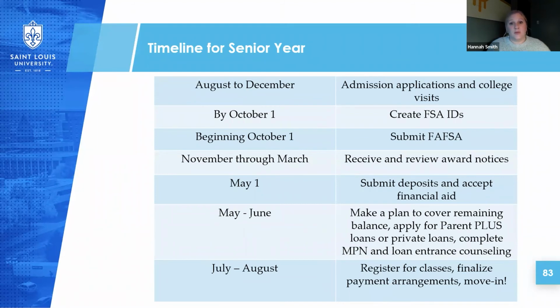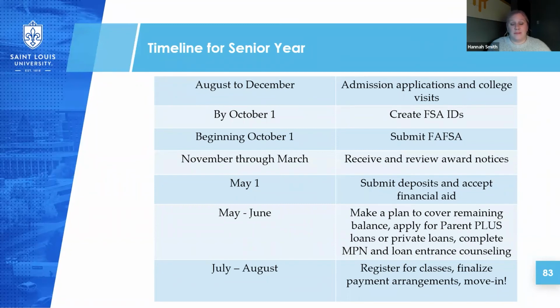So you'll submit your enrollment deposit by May 1st, solidify your enrollment there, accept any financial aid. And then May through June is really for getting your ducks in order, making sure that you have a plan for covering that remaining balance at that institution and starting to lay the foundation for those financing pieces. So if that means applying for a Parent PLUS loan, if that means going out and applying for private or alternative loans, and then completing the steps that you need for that federal student loan as well.